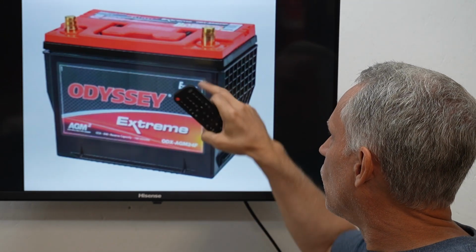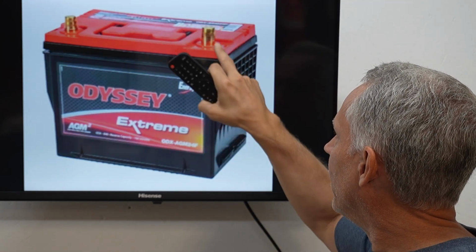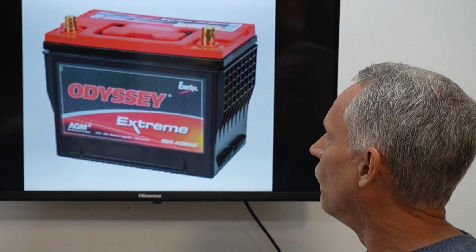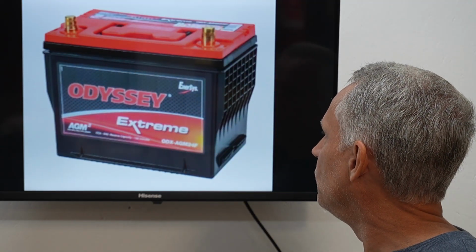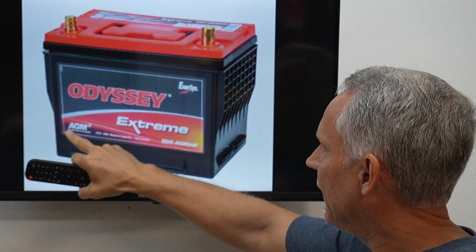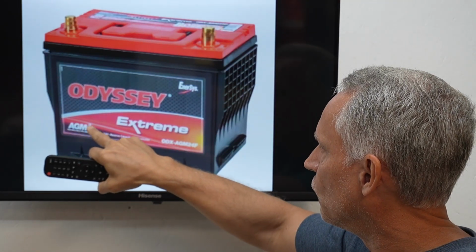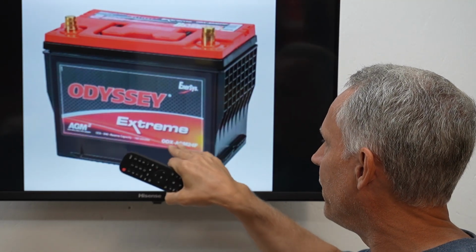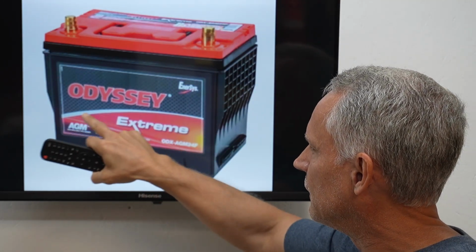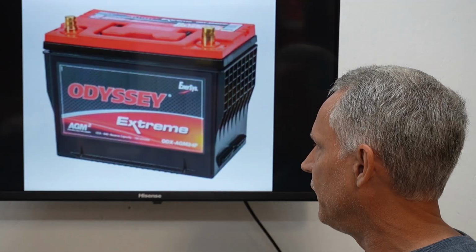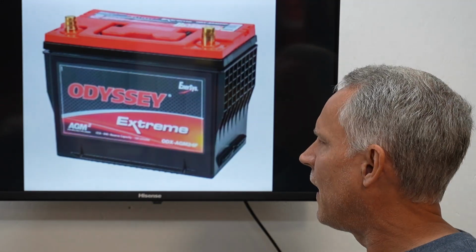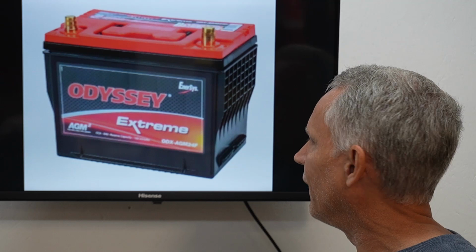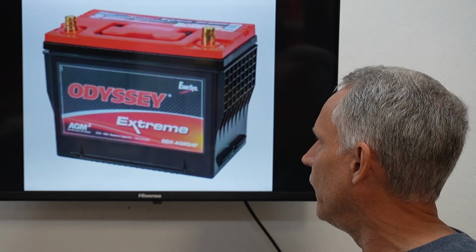Same thing, but not dual terminal, not dual purpose, right? Just standard posts, like SAE or EN type posts. Once again, remember I said AGM2, right? Here's where they put their little 2, AGM2. This is their thin plate pure lead battery. I think AGM2 is specific to this manufacturer, which is Enersys. I've never seen that anywhere else, and I think that just signifies thin plate pure lead, TPPL.